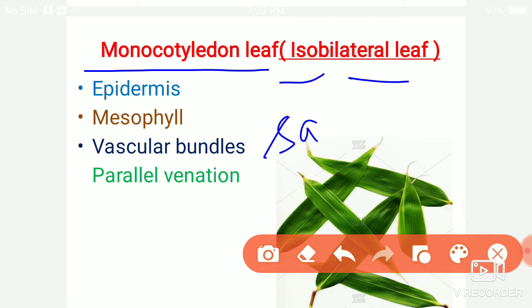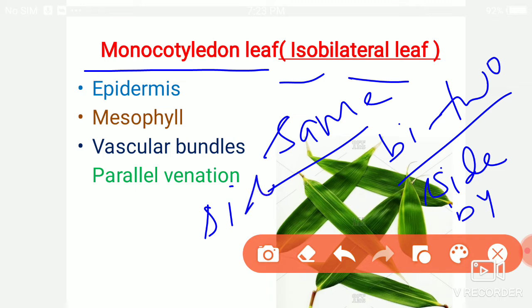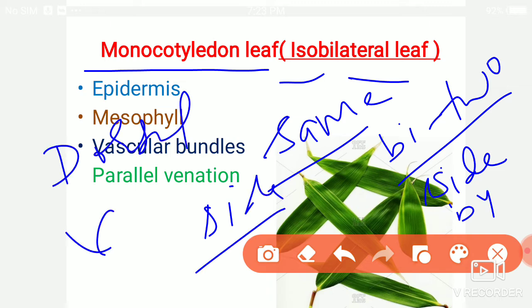Iso means same, bi means two, lateral means side by side. So side by side, which means the dorsal surface and ventral surface cannot be differentiated.